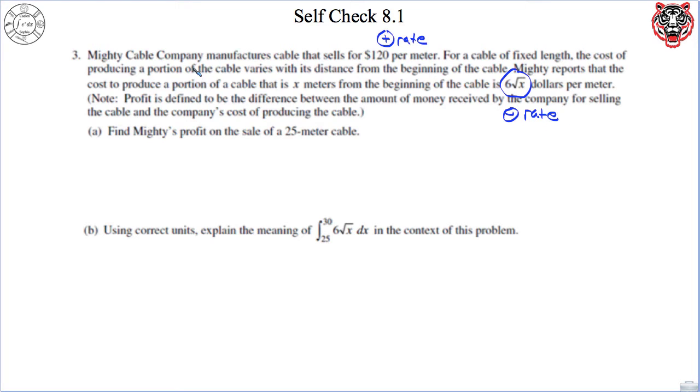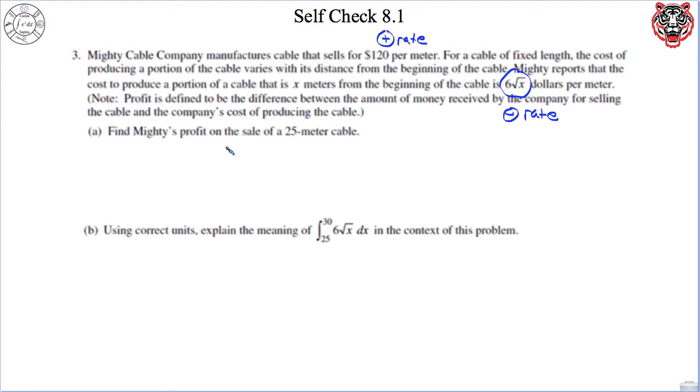And I know that this is a non-calculator question because it's number 3. Remember, on the free response questions, 1 and 2 are calculator, 3 through 6 are non-calculator. Are they going to tell us that, or are we just going to have to know? They'll tell you that, but you should also know that going into it so you don't have to think about it. Okay. All right, so for part A, we need to find the profit for 25 meters of cable.